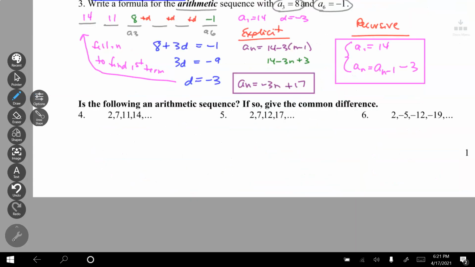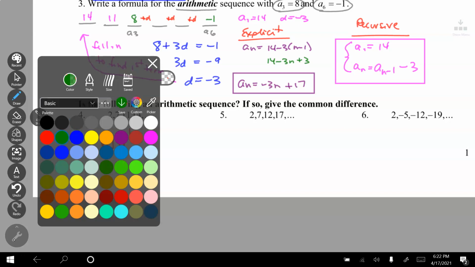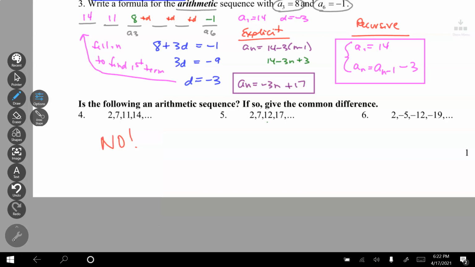So let's look at these next 3 to see if they are arithmetic, because they have a common difference. That means you have to be adding the same every single time. Well, this goes by 5, by 4, by 3, so this is not arithmetic. This one goes up by 5, by 5, by 5, so yes, it is. And the D value is equal to 5, and this one goes down by 7, down by 7, down by 7. So yes, it is, and the D value is equal to -7.